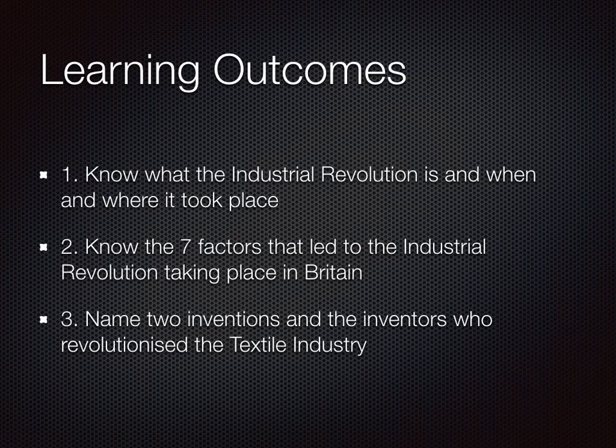As always, we begin with our learning outcomes. By the end of this presentation you should know what the Industrial Revolution is and when and where it took place. Second, you should know the 7 factors that led to the Industrial Revolution taking place in Britain. And finally, you should be able to name 2 inventions and the inventors who revolutionized the textile industry.